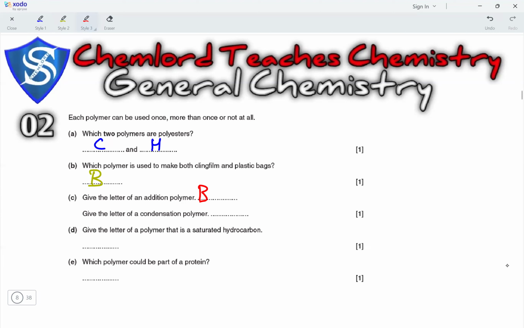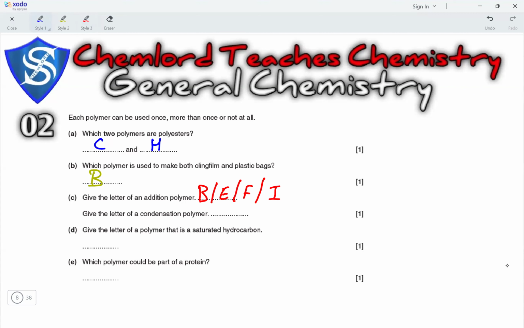Then we had polymer E, which was polypropene. Then we had polymer F, which was PVC. Then we had polymer I, which was PTFE. So all of these polymers were addition polymers. Then the next part says give the letters of a condensation polymer. So a condensation polymer included the polyamides and the polyesters.